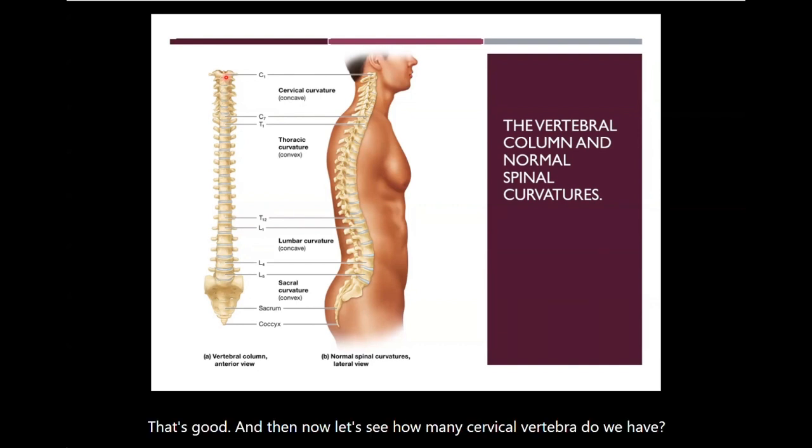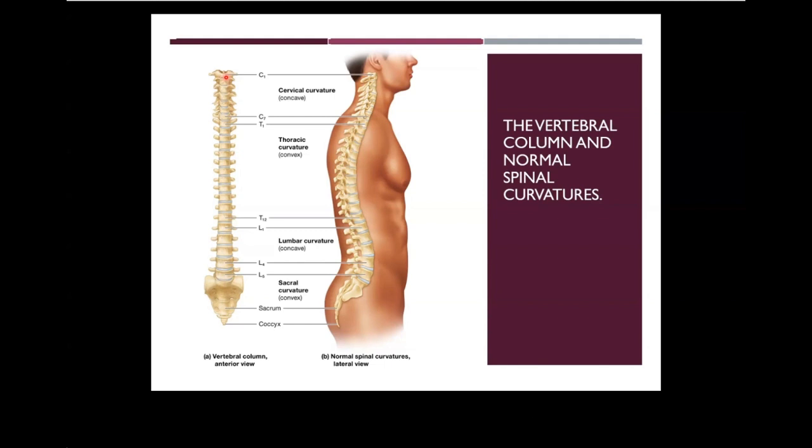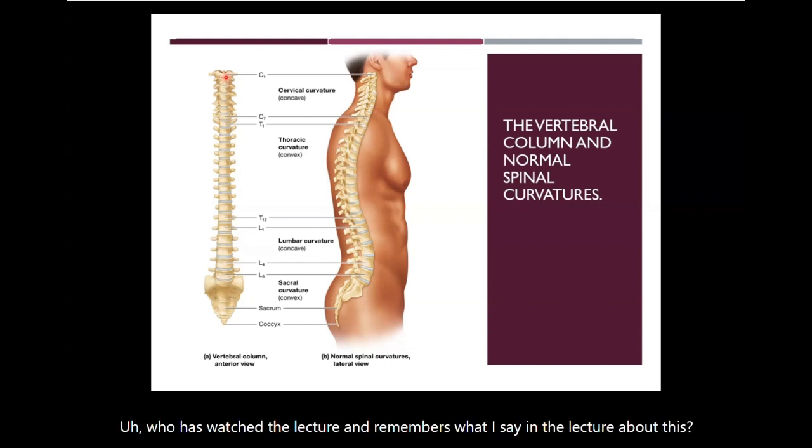And now let's see how many cervical vertebra do we have, how many thoracic vertebra do we have, and how many lumbar vertebra do we have. And then we're gonna name them with their C1, C2, that way. Who has watched the lecture and remembers what I said in the lecture about this?